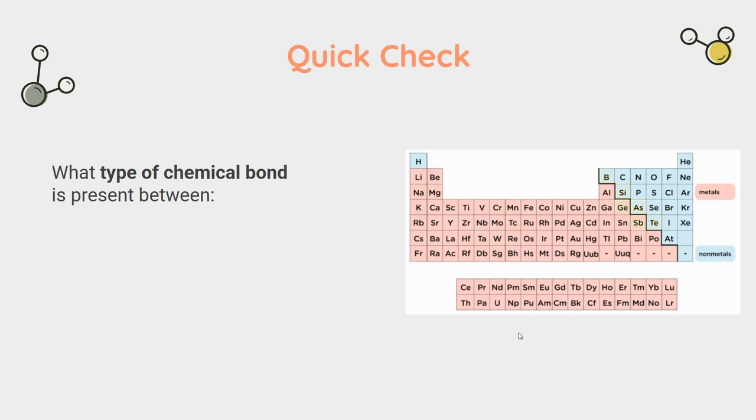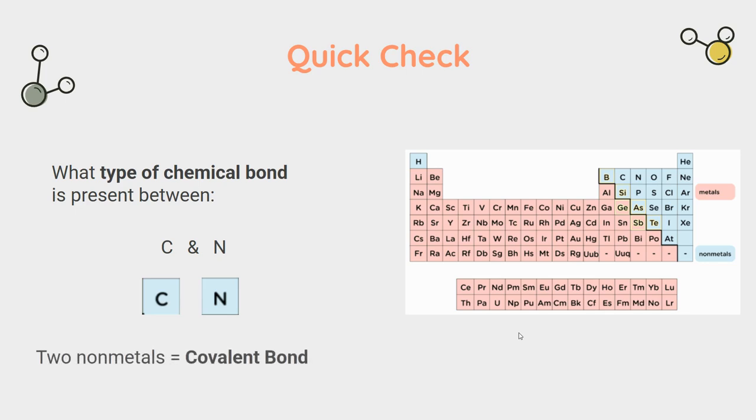All right, let's do a quick check for your first question. What type of chemical bond is present between carbon and nitrogen, with the symbols C and N? Go ahead and answer the question in the EdPuzzle. What you should have seen is that carbon and nitrogen are both blue. They're both nonmetals, and therefore this forms a covalent bond.